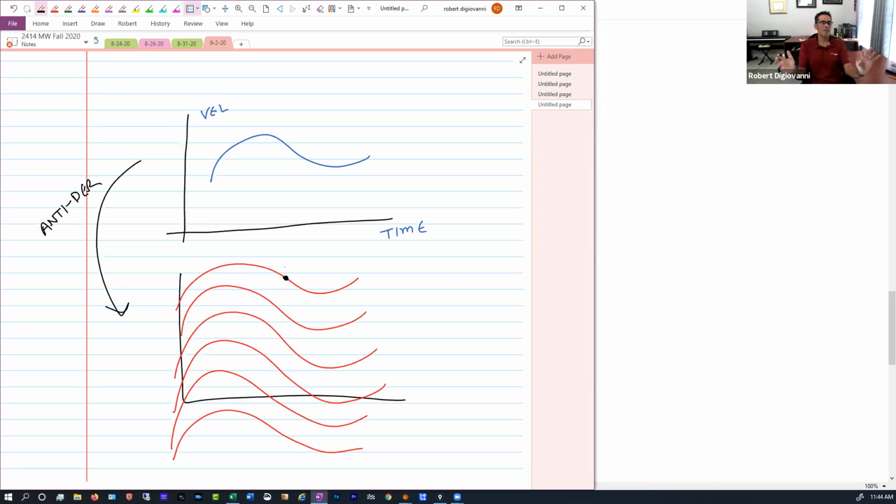If you know how fast something is going at every point in time, I will be able to tell you where it is at every point in time if you just tell me where it was at one point in time. Say it again: if we know how fast something is going at every point in time, I will be able to tell you where it was at every point in time if you just tell me where it was at one point in time. Okay, so there's not a whole lot more information that we need.